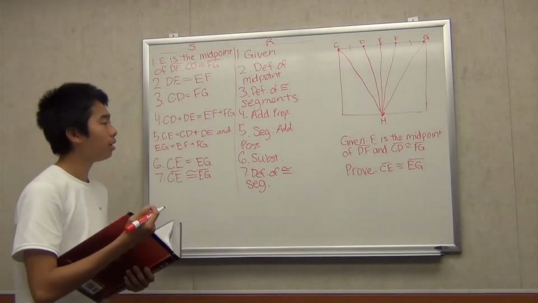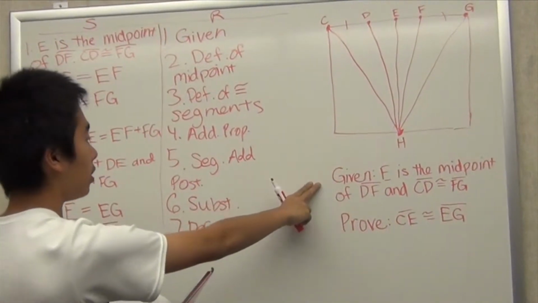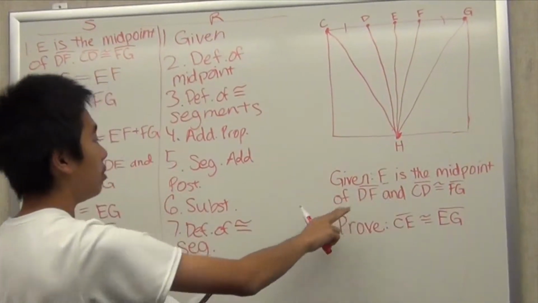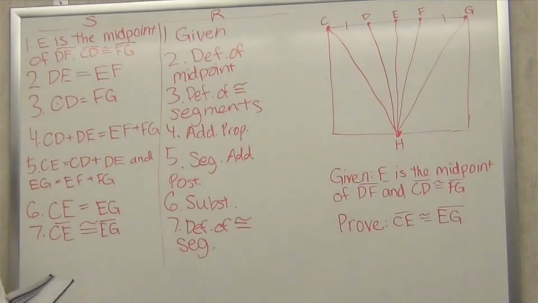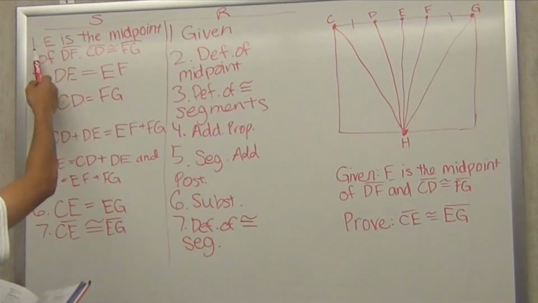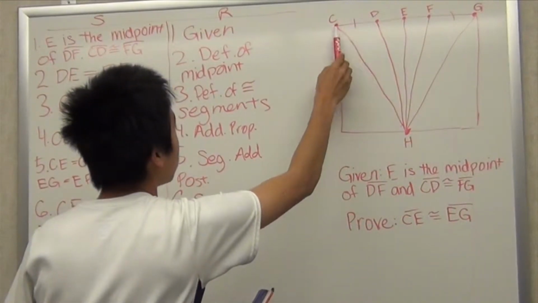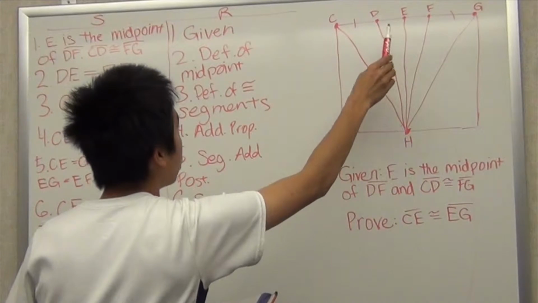Oh, hello. Today we will be doing this proof right here. In our given section over here, we know that E is the midpoint of DF and CD is congruent to FG. So the given will go here as step 1. Then, if you need to, we could add tick marks on the segment CD and FG if you need a visual reference.